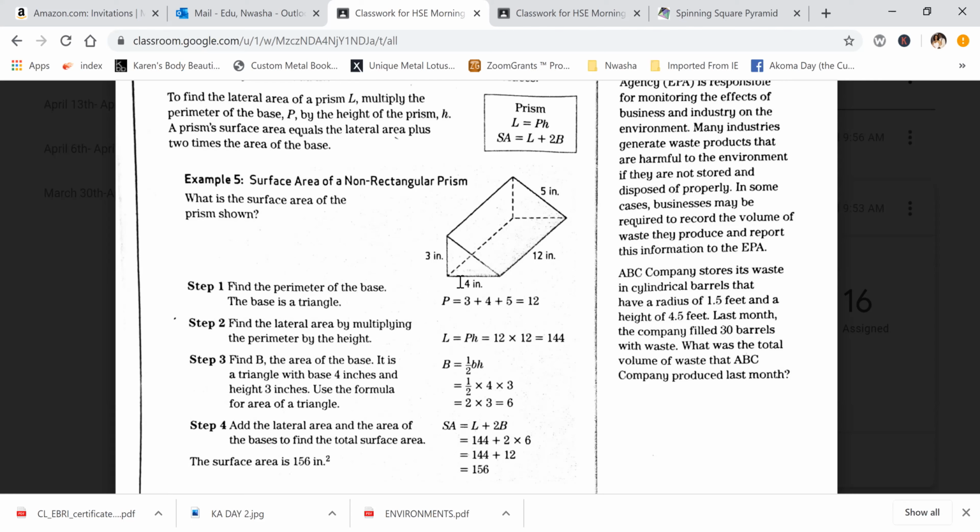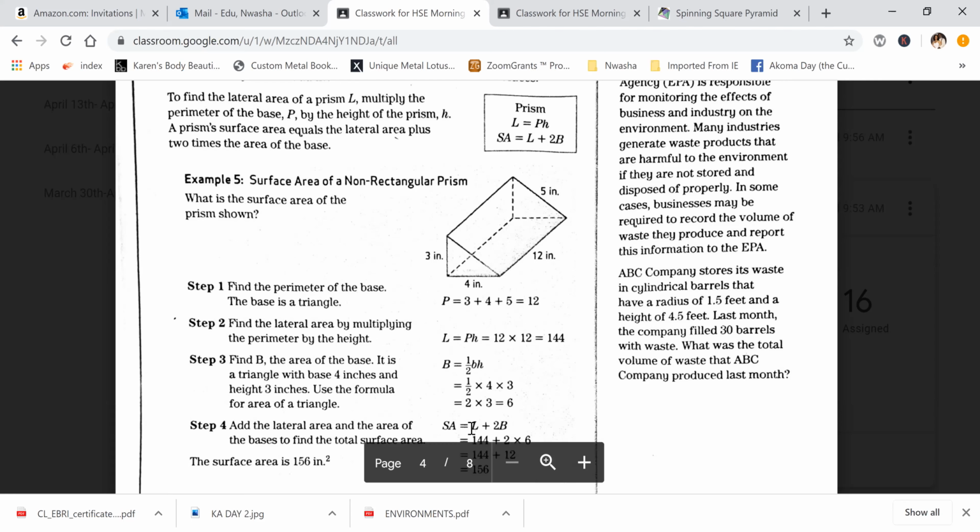The base here is 4. The height is 3. So this becomes 1/2 of 4 is 2. 2 times 3 is 6. So now this is the area of the triangle. Now you are adding the lateral area and the area of the bases to find the total surface area.